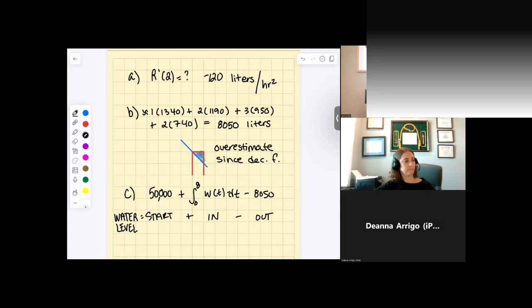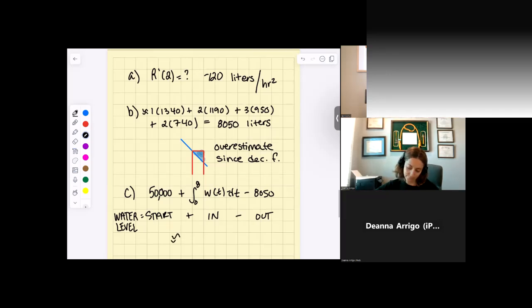Did not lose that much. I got 49,786 liters. Okay, sorry, I was talking to my mom. That's okay. One point for the setup and one point for the answer.